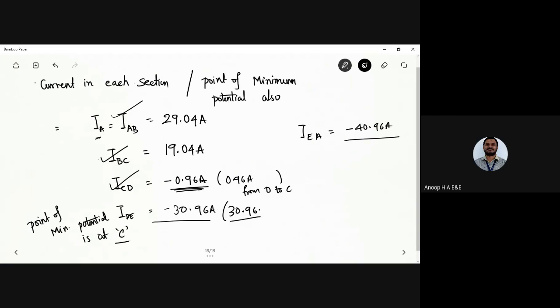So this would be 30.96 from, again, E to D, and again it is from A to E. Getting it right? So that is 40.96 ampere from A to E. Okay, so this is how you find out the ring distributor numerical problems.